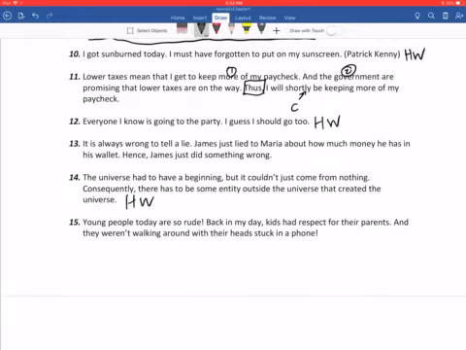13, it's always wrong to tell a lie. James just lied to Maria about how much money he has in his wallet. Hence, James did something wrong. Again, hence is a conclusion indicator word. And again, this indeed is the conclusion. And again, even if you didn't have the word hence, you could still see that the first 2 sentences give you reason to believe the third one, right? If it's wrong to tell a lie, and if James told a lie, that gives us reason to believe that James did something wrong.